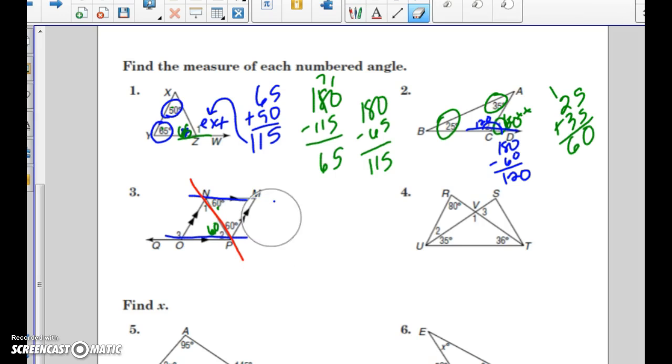Okay, watching? Quickly. These two are parallel. That means this is my transversal. These two are alternate interior. If that one's 60, this one is 60. Now watching really quick, then right here I have this triangle.